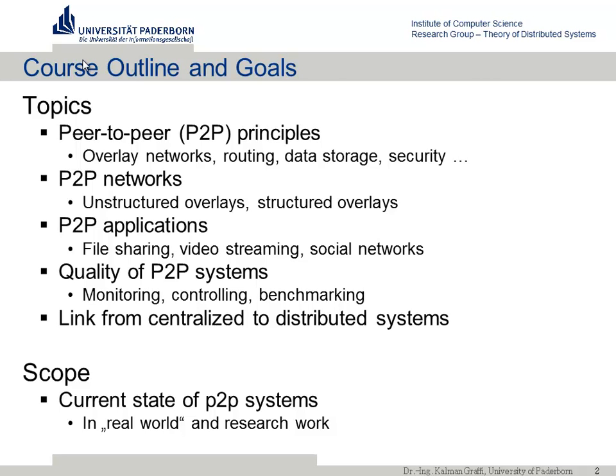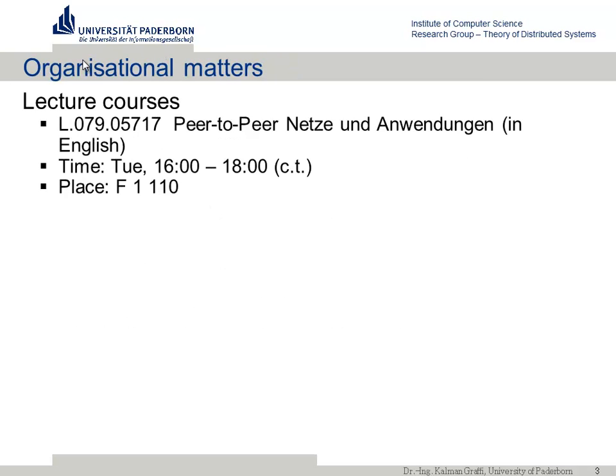Finally, we'll also have a look at the quality of peer-to-peer mechanisms and peer-to-peer systems, and we'll see how we can monitor the quality during runtime, how we can control it, and how we can benchmark the quality results. And so the scope is both real-world peer-to-peer systems as well as research-oriented peer-to-peer solutions.